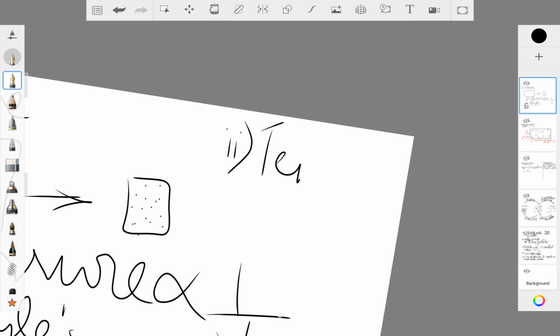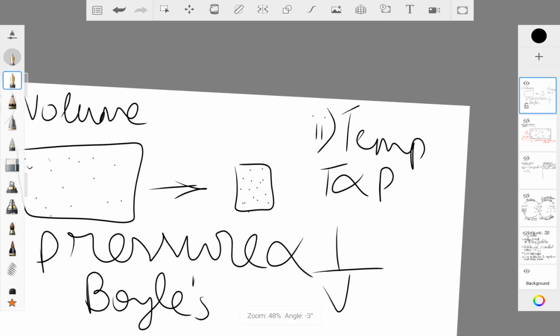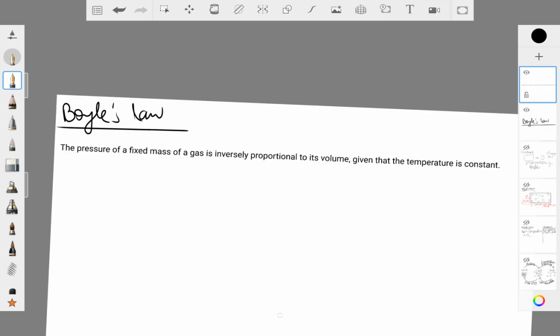Right, temperature. Now, temperature is even easier to explain. Temperature is directly proportional to pressure. So, as you increase the temperature, the gas molecules will gain more kinetic energy, and thus they'll move faster and collide with more energy. And also, the number of collisions is likely to increase as they move faster, and this will obviously cause an increase in gas pressure. And with that, I think we can finally go more in depth about Boyle's law. So let's do that.